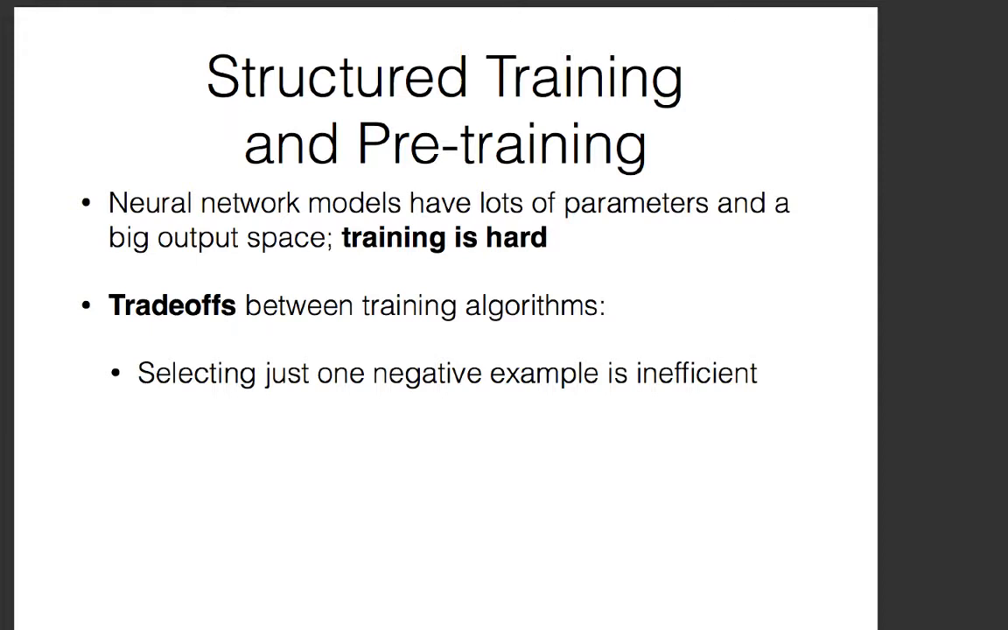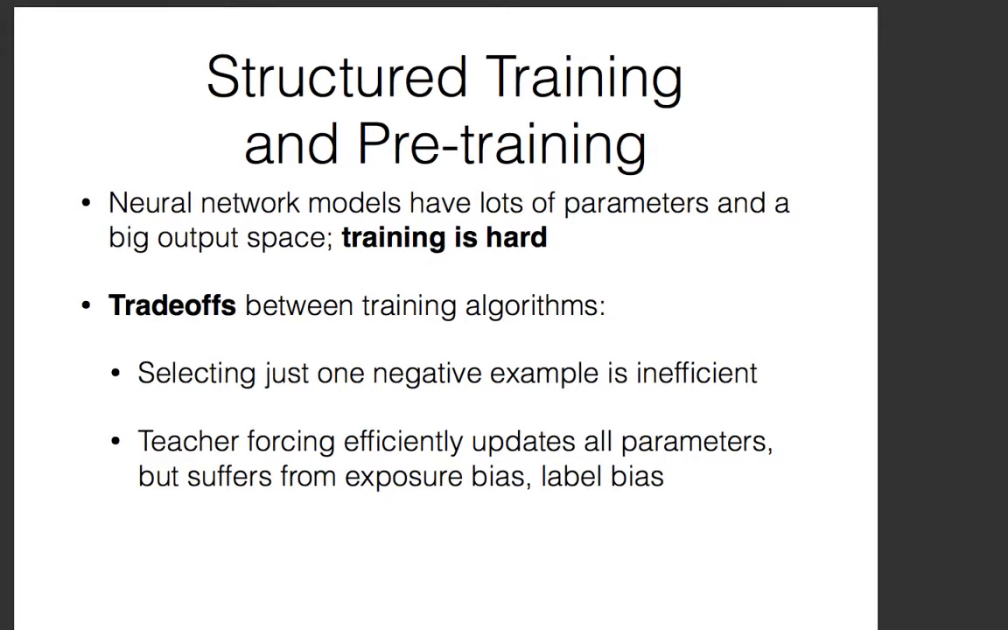On the contrary, something like teacher forcing or maximum likelihood estimation will penalize all of the bad examples at the same time because it's enumerating over all of the items in our vocabulary. So because of this, teacher forcing is able to efficiently update all of the parameters for all of our vocabulary items, all of our options. But the problem is it suffers from things like exposure bias and label bias.